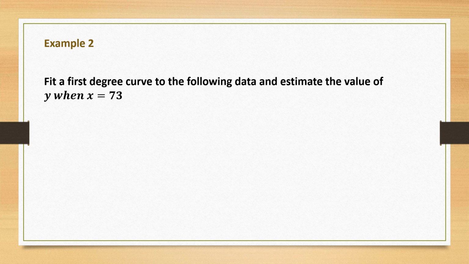One more problem we can take. Fit a first degree curve to the following data and estimate the value of y when x is equal to 73. A first degree curve is also a straight line. Fitting a straight line or fitting a first degree curve means the same. After calculating the straight line, we have to calculate the value of y when x is equal to 73. After finding the equation of the straight line, put x equal to 73 and get the value of y.